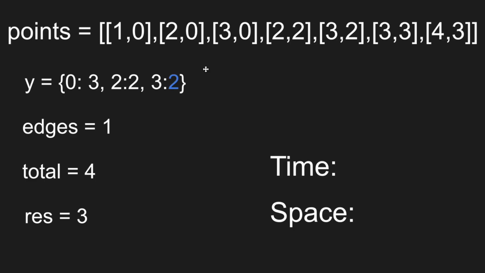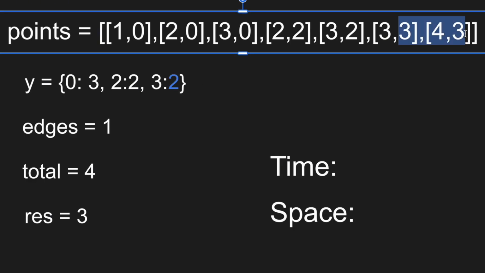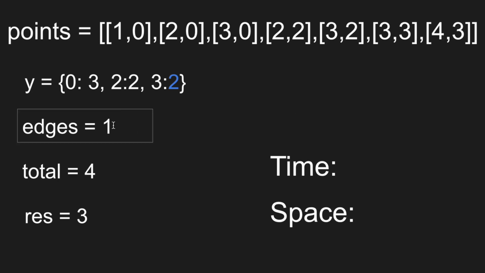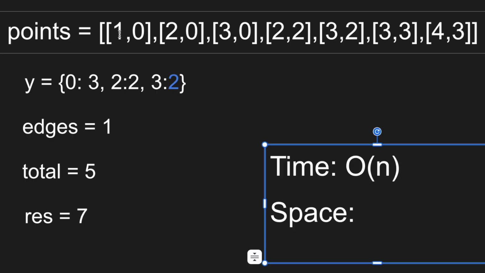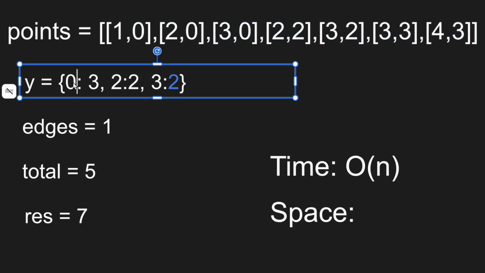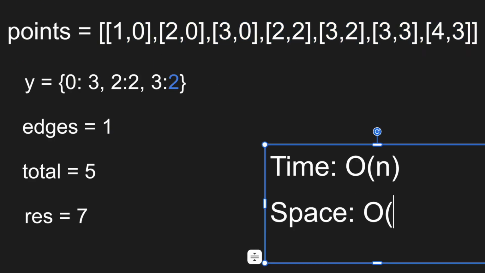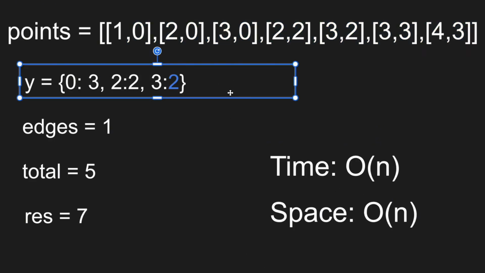And up to this point, now we are at the last y-coordinate, which is 3, and there are 2 of them, so it can also make 1 edge. And we will multiply the edge by the total number of lines available, which is 4 of them. 1 times 4 is 4, so add to result, that's 3. Now result is 7, and then we need to update total, which is 5. And now that we have come to the end, we can return 7 as our result. So the time complexity would be O of n, where n is the number of points, because we will have to iterate through all the points to make this y hash map. And the space complexity will also be O of n, because this hash map can take up to n space.